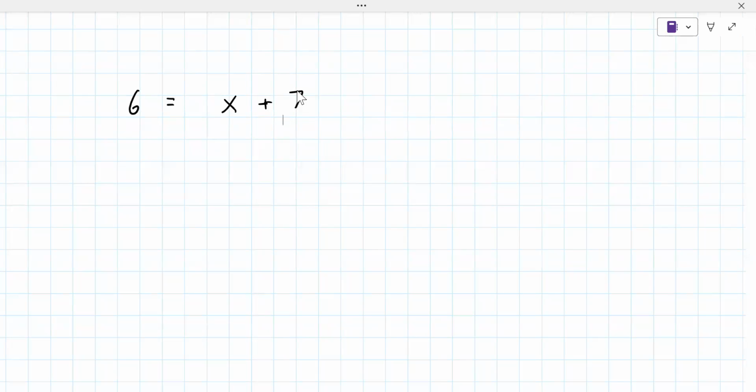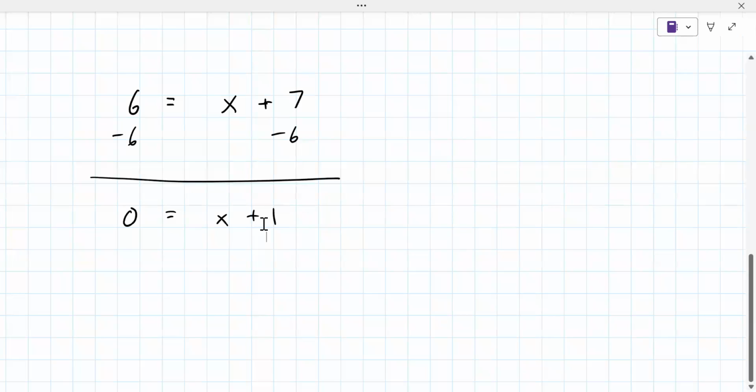Now you solve what's on this side. For example, you should be able to just subtract. So, okay, what are you going to subtract? 6 on both sides. Okay, let's subtract 6 from both sides. So 0 equals x plus 1. Now, have we solved for x?